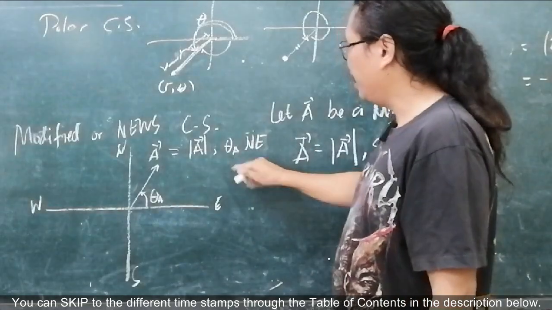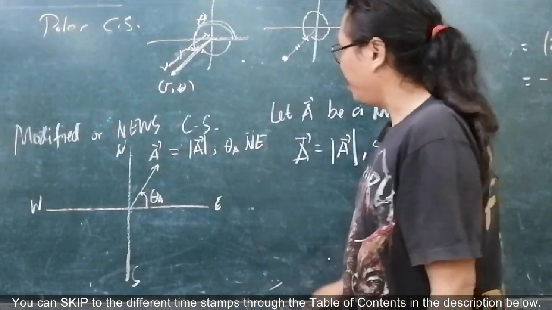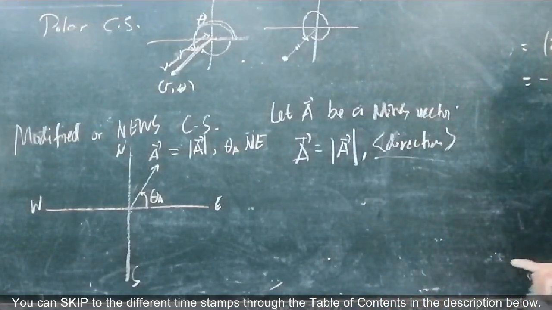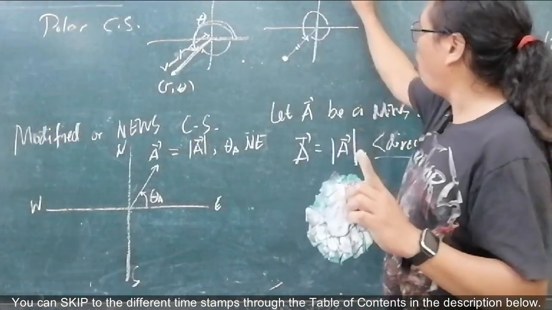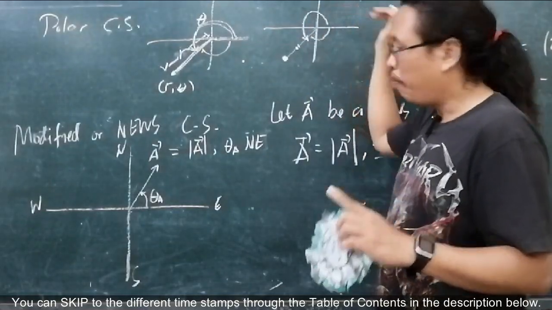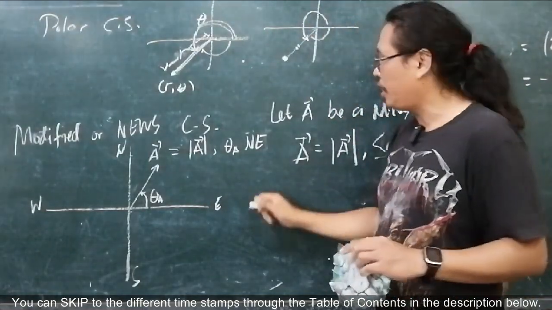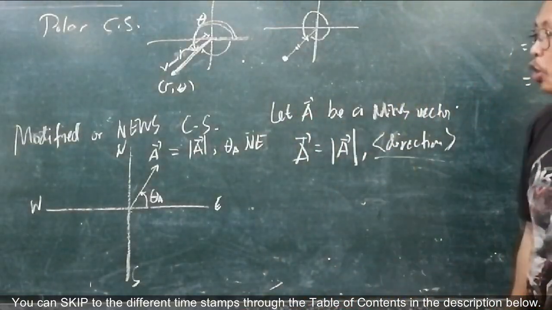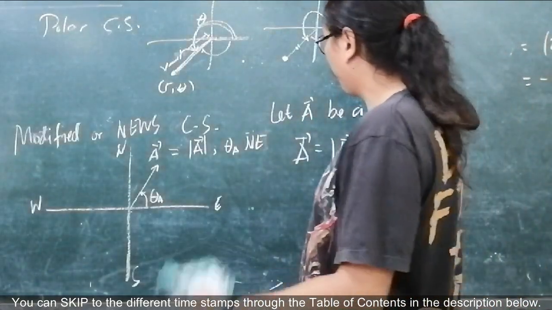Now, theta A, north of east. Here, in the NEWS coordinate system, theta could not be more than 90 degrees, right? Unlike the standard polar, where it could go around up to 360. But in the modified polar, the NEWS coordinate system, theta is between 0 to 90.